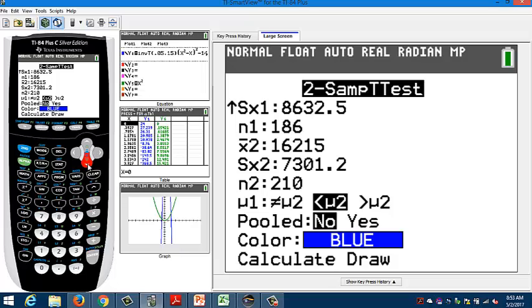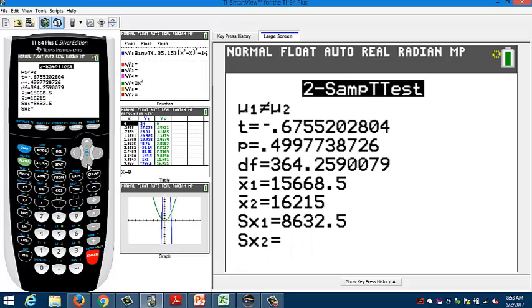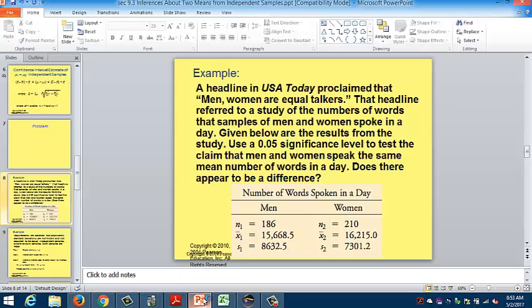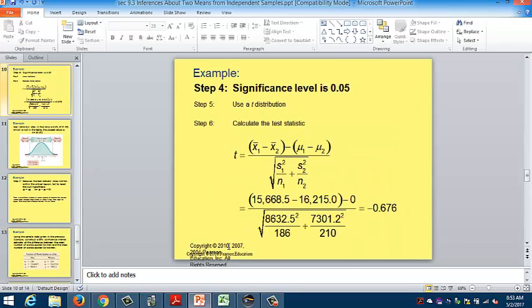Okay, time for me to click calculate. Here I go. Look at all that stuff it gave me. So the very first thing it gave me was that test statistic. It said negative 0.675. Let me compare to what I did here on the PowerPoint. Is that what they got for the PowerPoint? Yeah. Negative 0.676, right? So it's nice that your calculator can do this quickly. Computers can as well.